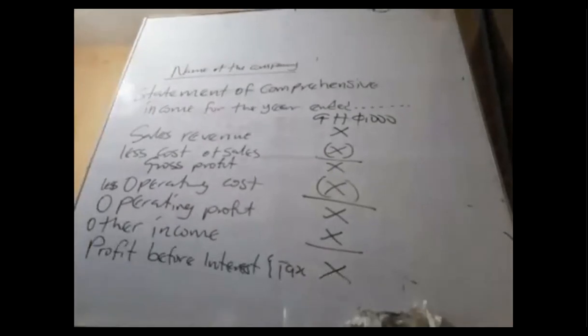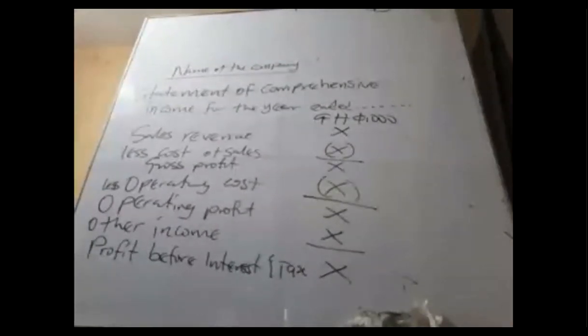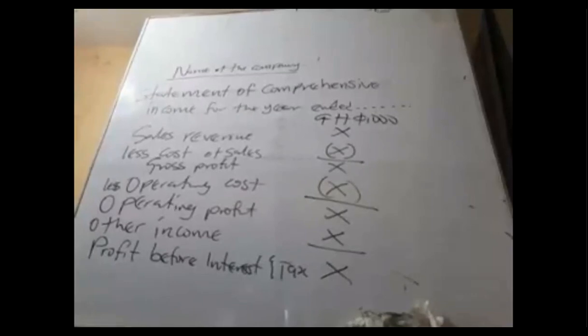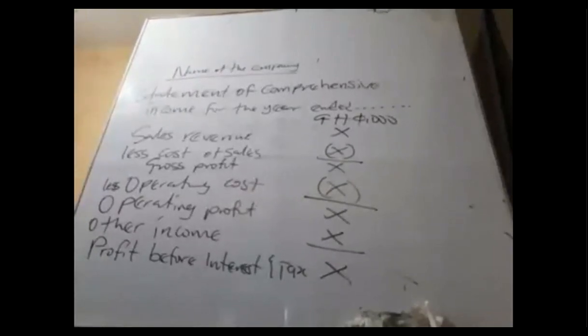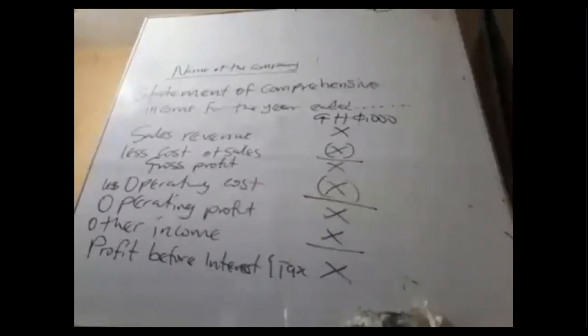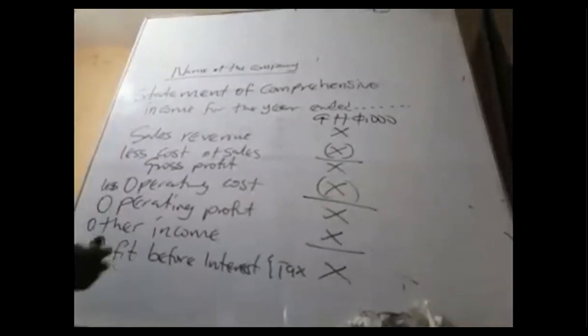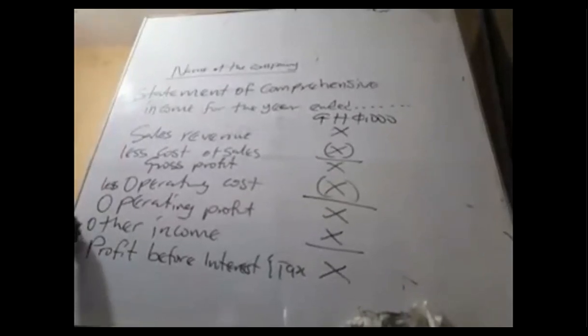So that's the profit. Okay. So that is that. This profit that we have determined is before what? Interest and tax. Before interest and tax. This profit is before interest and tax, basically.